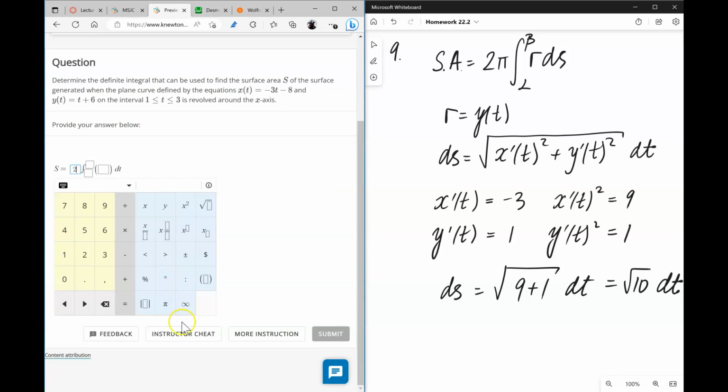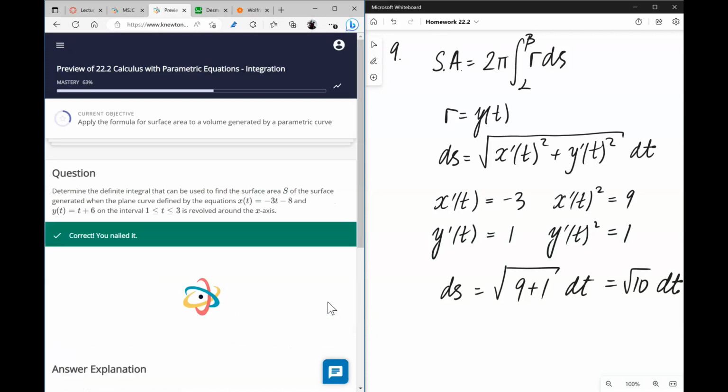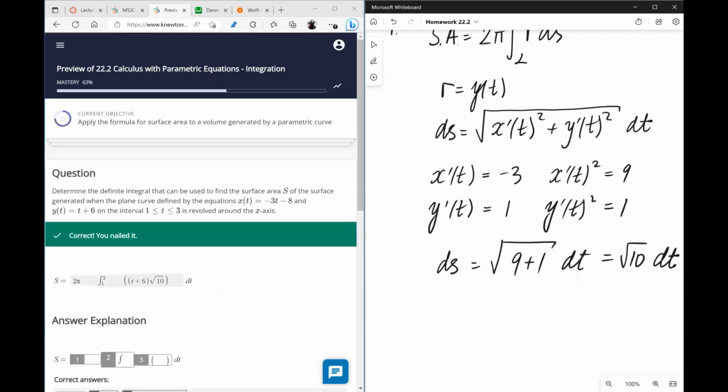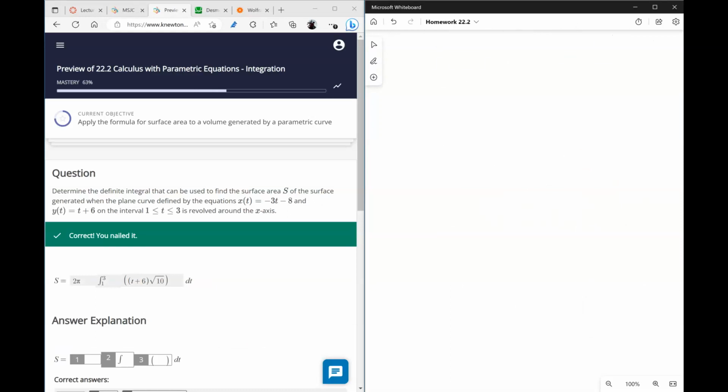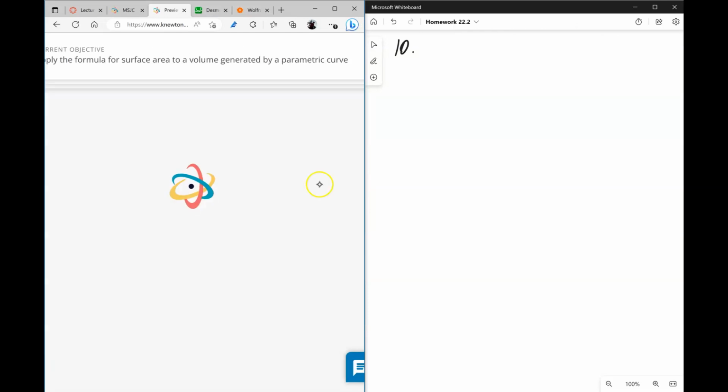So we have 2 pi integral from 1 to 3. And we're integrating the y function, which is t plus 6 times this radical. So it's going to be square root of 10. Let's go to the next question.